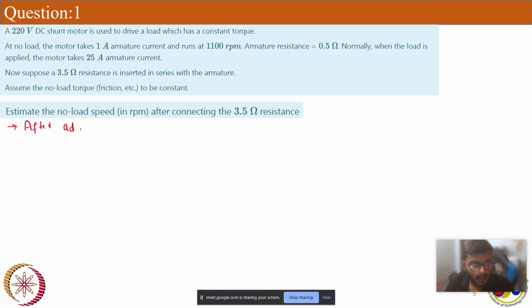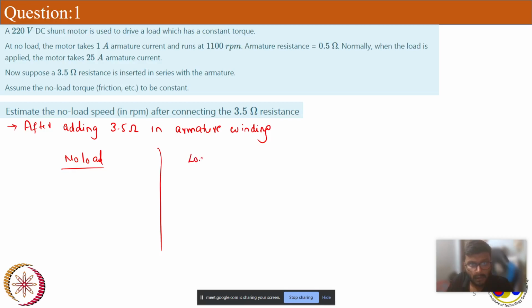Now after adding 3.5 ohms in the armature winding, let's see. For no load, what else will change? Current is the same, 1 amp. The new RA is 0.5 plus 3.5, that is 4 ohms. Here IA is 25 amps.